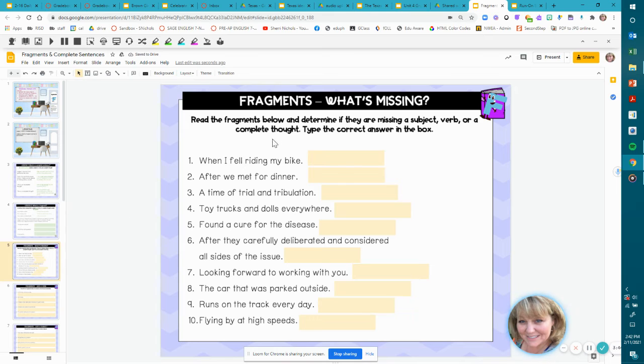On this particular slide, you have to figure out what's missing. So you're going to read the fragments below and determine if they are missing a subject, a verb, or a complete thought. And you'll type the correct answer in the box. When I fell riding my bike. So what's missing from this? We have a subject, we have a verb. So what's missing is it is not a complete thought. It's missing a complete thought. So that's what you'll do on this one. And then you'll go through and read these and figure out what's missing, subject, verb, or the complete thought.